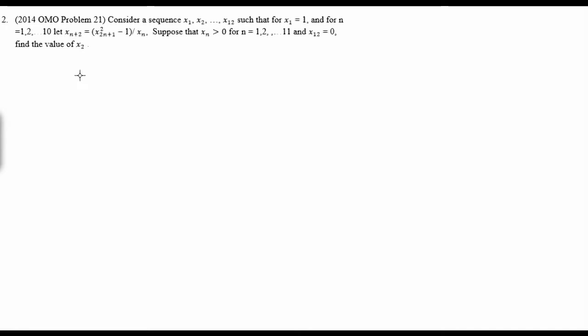Just take a look at it and try to solve it. Oh, by the way, it's not supposed to be 2n plus 1. Whoops, this is n plus 1.